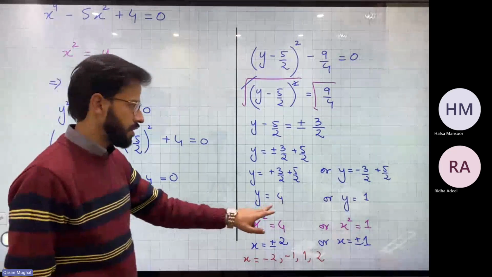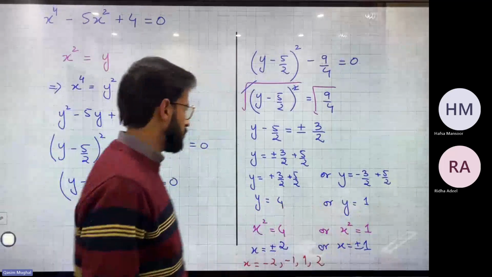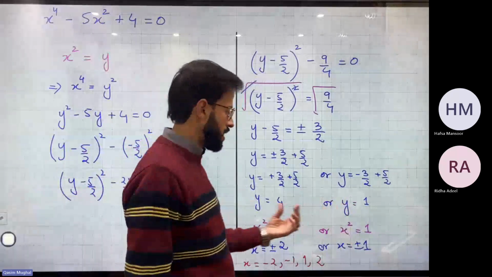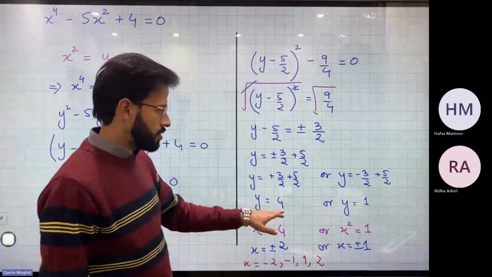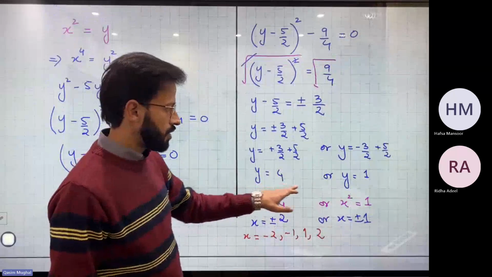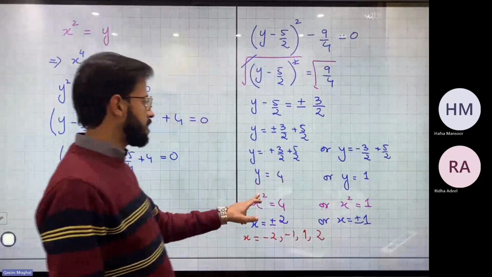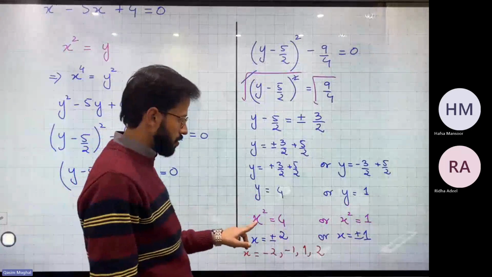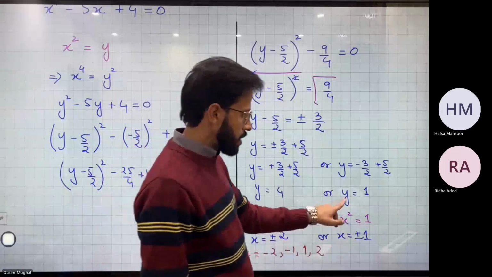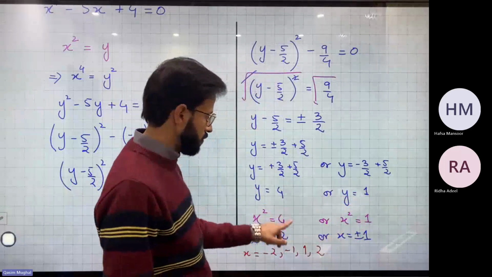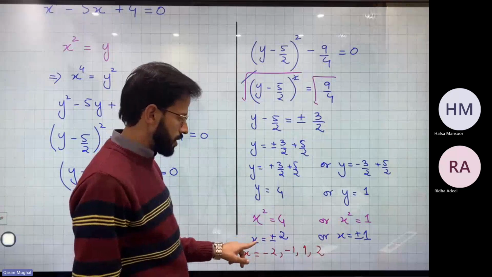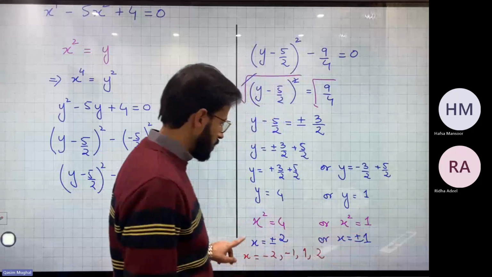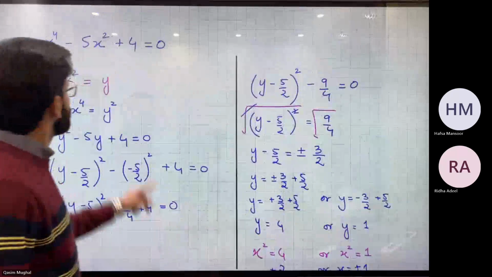After solving this, you get two values of y, exactly the same way as when you solve any quadratic equation. We got two values of y as 4 and 1. Now this is not our final solution. These are the values of y. Now we replace y with the original variable. y was equal to x squared. So I put here x squared equals 4, and then x squared equals 1. Then we solve this by taking the square root on both sides. I'm going to get plus minus 2, and here I'm going to get plus minus 1. So these are the four roots for this equation.